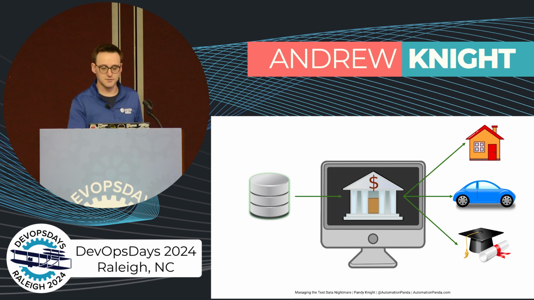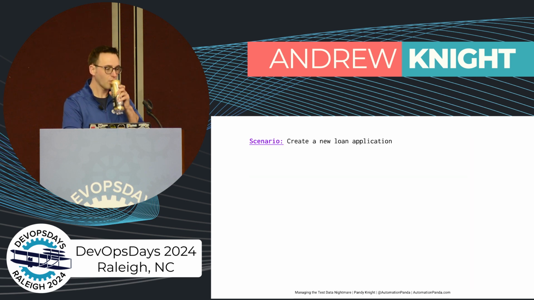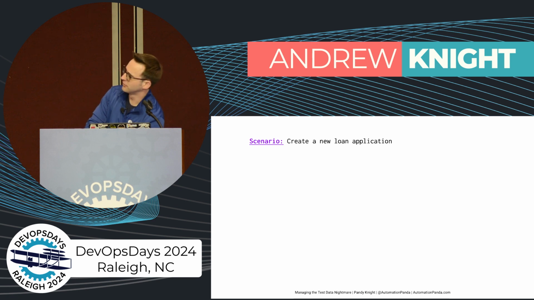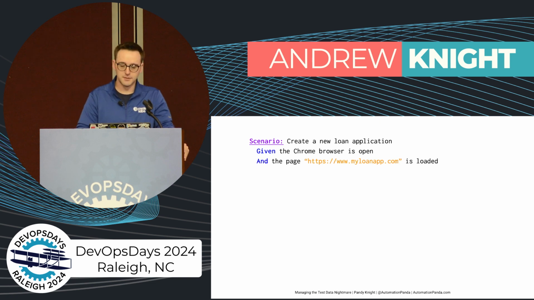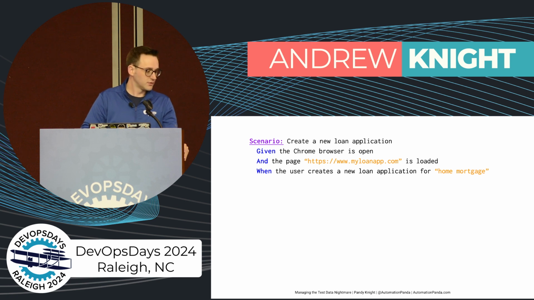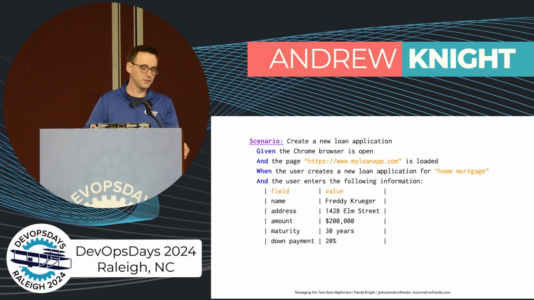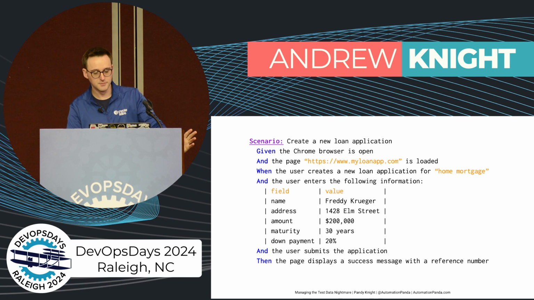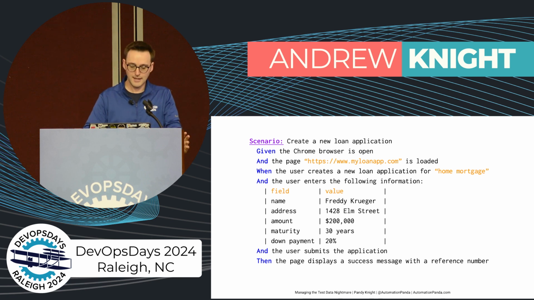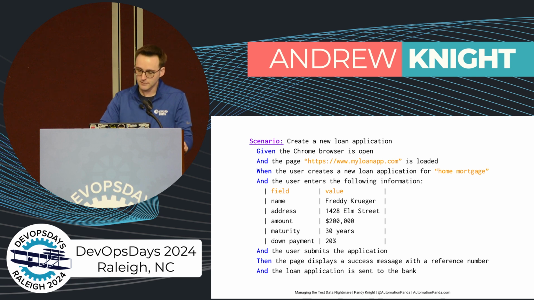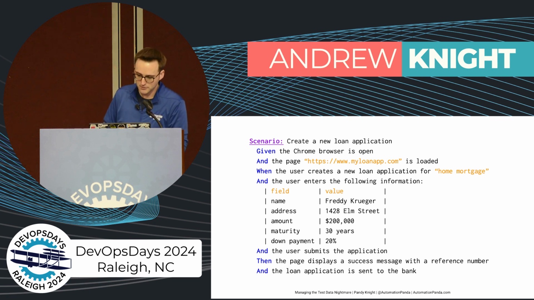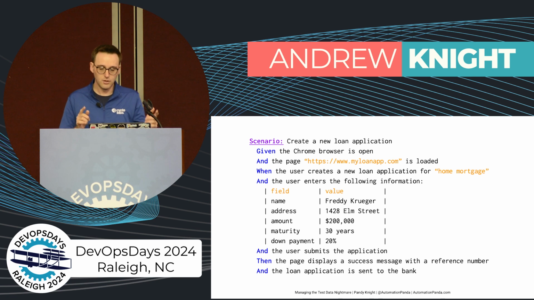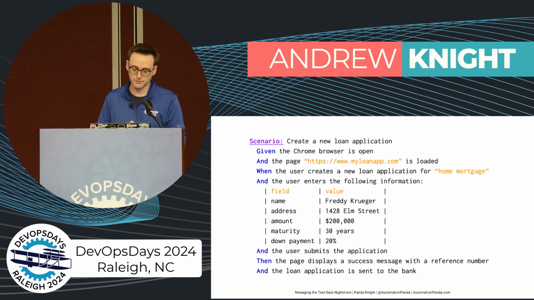We can write a simple test case to exercise the application behavior. Scenario: create a new loan application. Given the Chrome browser is open and the page for myloanapp.com is loaded, when the user creates a new loan application for a home mortgage, and the user enters all their personal information, and the user submits the application, then the page displays a success message with a reference number, and the loan application is sent to the bank. Now, bear in mind, a real loan application probably needs several pages of information, but let's keep our example here simple. This test creates and submits a new home mortgage loan application for the user, who's the requester.